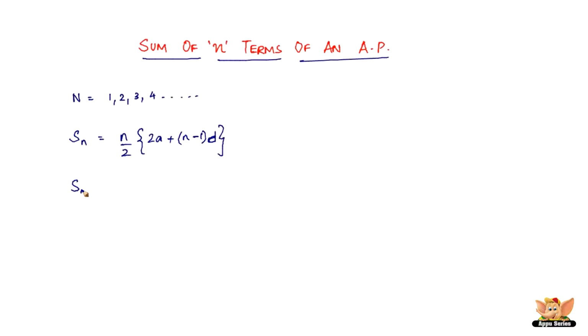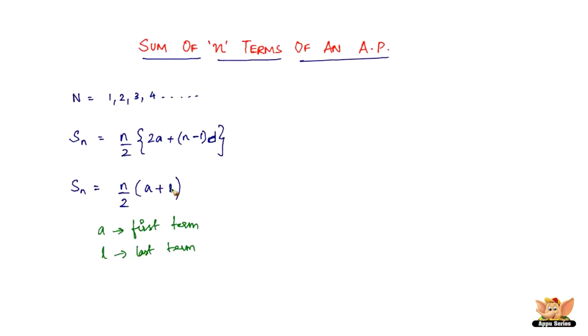And another formula that we can use, depending on the kind of data that is given, is n by 2 times a plus l. So here, a is again the first term, no doubt about that. Now, what do you think l is? l is nothing but the last term. So if you know the first term and the last term of an arithmetic progression, you can definitely find the sum of the arithmetic progression. So that's what this formula is for.